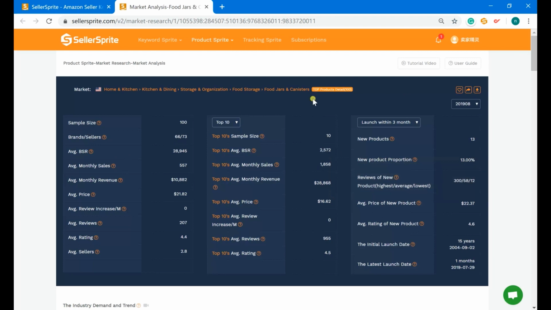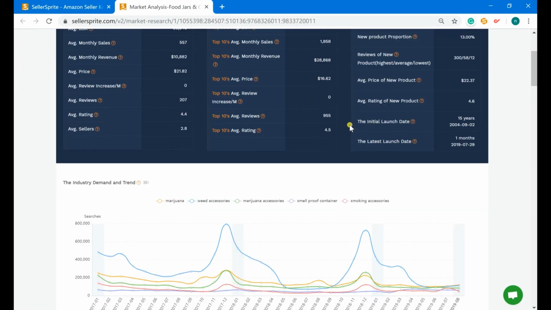The value of the top listing and the new products are optional. The data in the chart will change accordingly as these 2 values change. Now, scroll down and start to analyze the market in depth.